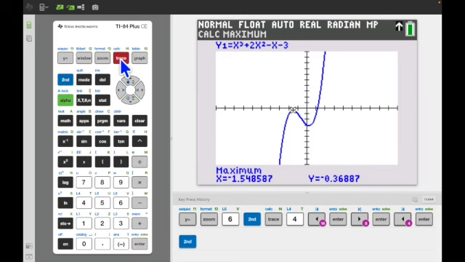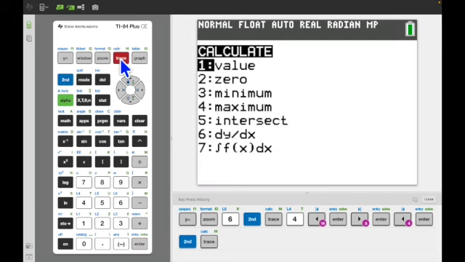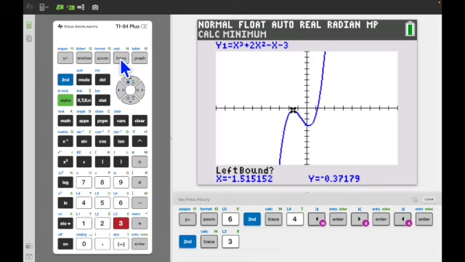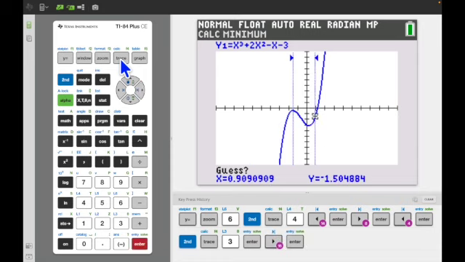Second, calc. This time I want minimum, so number 3. And we still want to be to the left and to the right. So technically I'm on the left side of that minimum already, so I can go ahead and hit enter. But now I need to hit that right arrow until I'm on the right-hand side. And what I like with the updated calculators is it puts these dotted lines here. So I like to tell my students, is your minimum in between the 2 dotted lines? If not, you messed up somewhere.